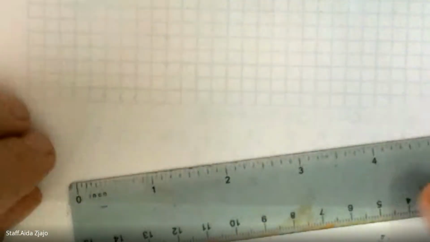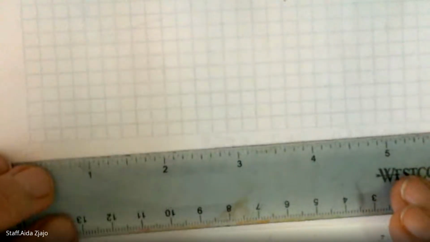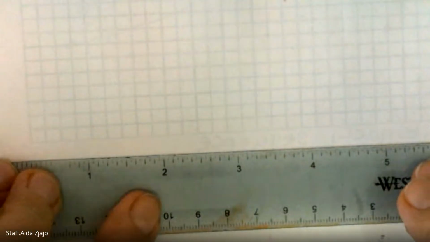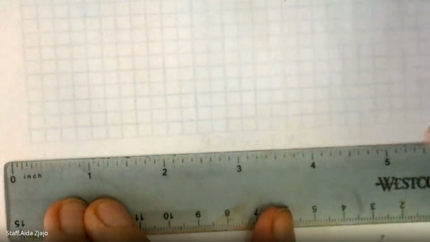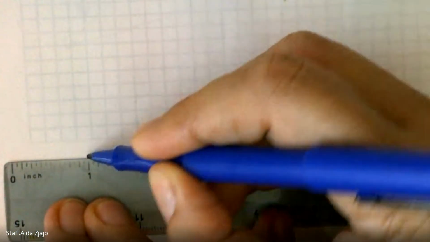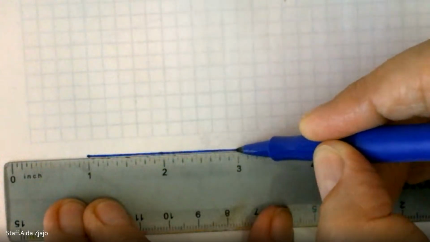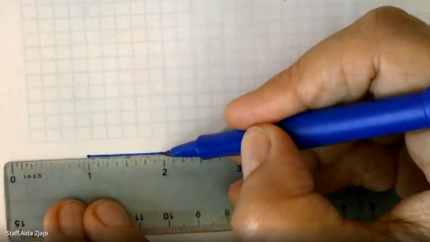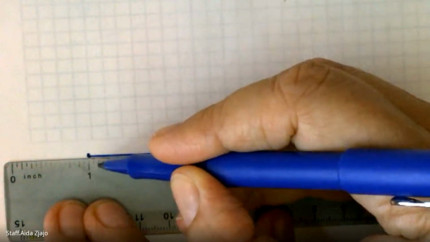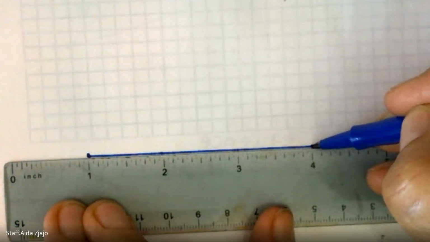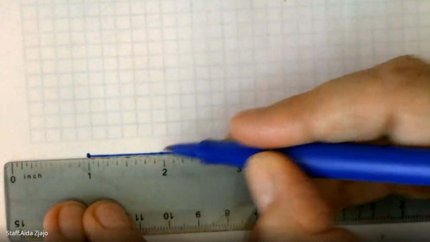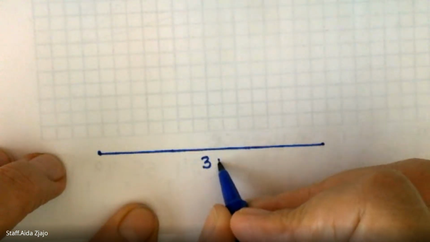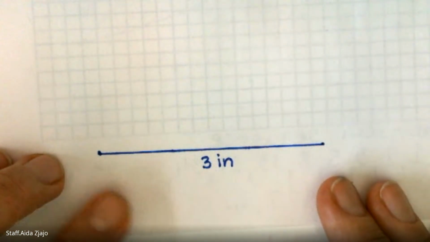So here we go. I'm going to use this to make it parallel to the edge of the paper. I am going to do 1, 2, 3. Do you see? I didn't start from 0, but that doesn't matter. This is 1 inch, 2 inches, 3 inches. Spacing between numbers is what is important. That makes 3 inches. So 3 inches labeled. All right. Next clue.